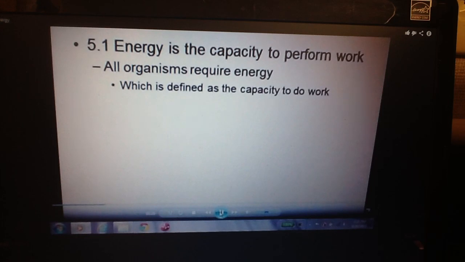And what we're going to do is focus on energy and how we're using it in a cell, the cell of an organism. So energy is the ability to do work. Okay, the capacity to perform work of any type. Every living organism, whether it's a slug or a snail or a redwood tree or a human, requires energy. And again, that is the capacity or the ability to do work.